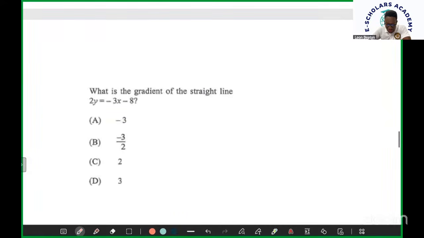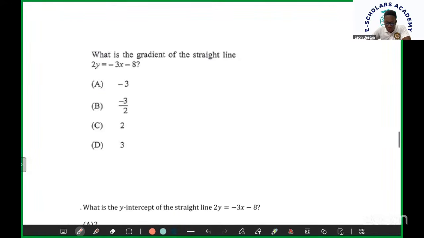All right, let's carry on now. This one here. What is the gradient of the line 2y is equal to negative 3x minus 8? What is the gradient there?